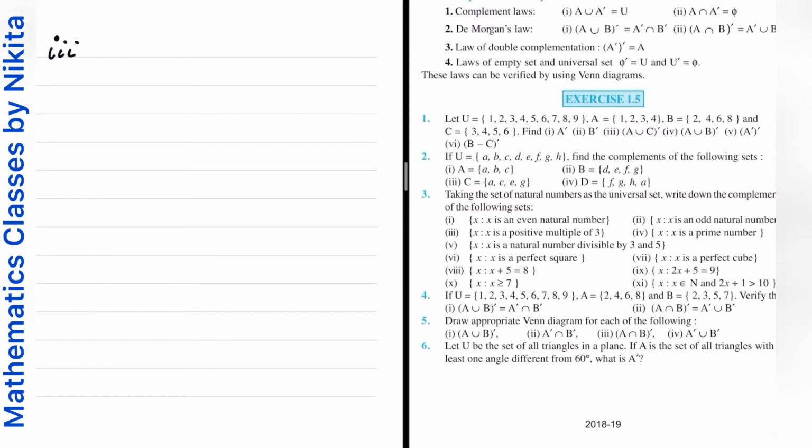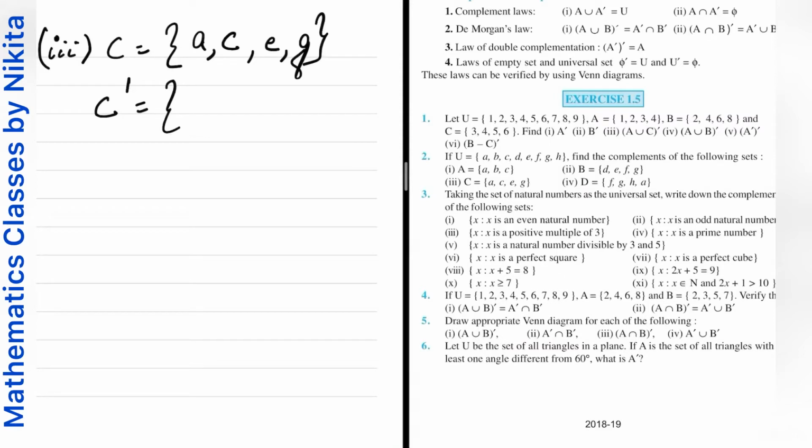Next, third, C is given to be A, C, E, and G. So let's see what is C complement. First I will write B because A is already there in C. So B, then C is there, then I will have D, E is already there, I will write F, G is already there, I will write H. So B, D, F, H.